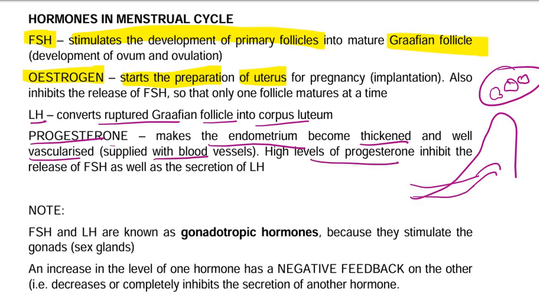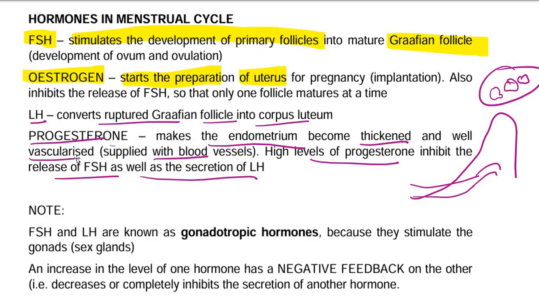So high levels of progesterone inhibit the release of FSH as well as the secretion of LH. Okay, so high levels of progesterone will make sure that you don't have other follicles forming and developing, and you also do not have any rupture going on, because the rupture has already occurred, right? And progesterone will be making sure that the endometrium thickens, and the uterus is ready, so pregnancy is maintained. But that's progesterone. So those are your four.